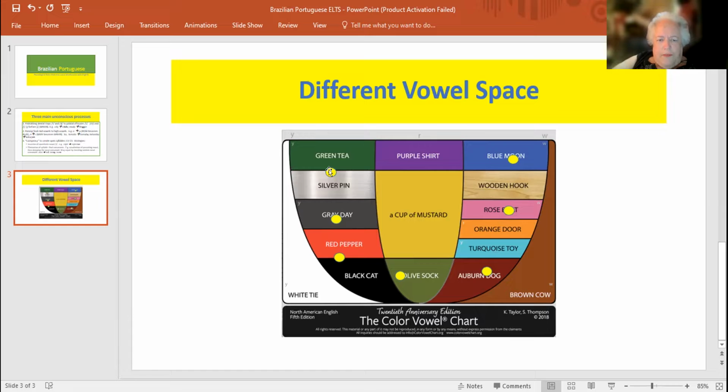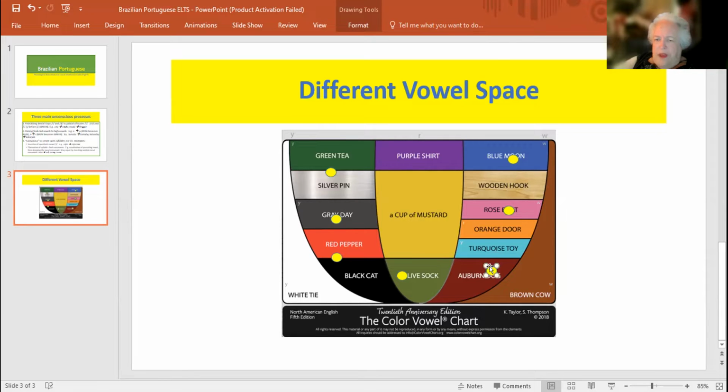So there's not a difference between green tea and silver pin. Instead, it's something in between, just like Spanish. Right? There's a gray day versus a red pepper, but the red pepper is closer to black cat, so it's like red pepper, right? And there isn't a distinction between red pepper and black cat. Then there's olive sock. The olive is sort of somewhere close to black cat. And then Auburn dog is the aw sound.